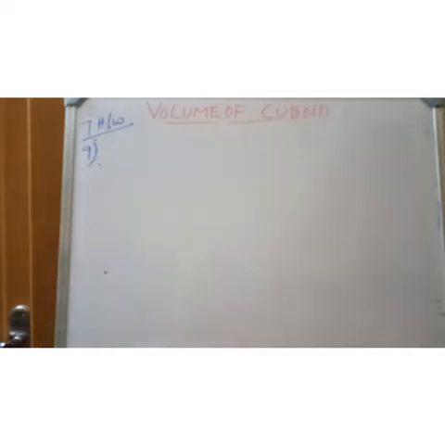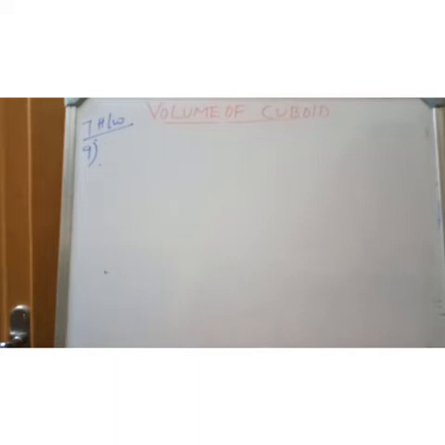Then see the last question from this exercise. Question number 9. A river 3 meter deep and 40 meter wide is flowing at the rate of 2 kilometers per hour. How much water will fall into the sea in a minute? Okay. So how much water falls into the sea in a minute means we must find out what volume of water, isn't it? So volume of water, you must see that it is a cuboidal shape.